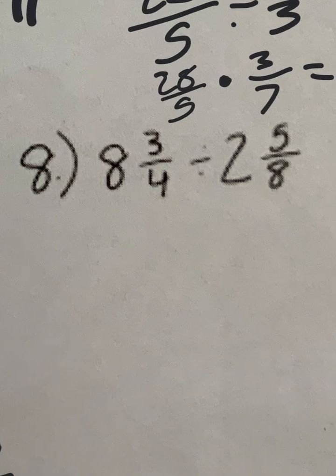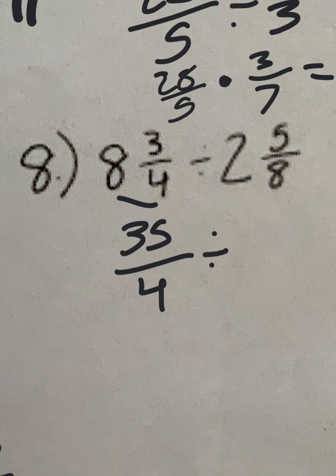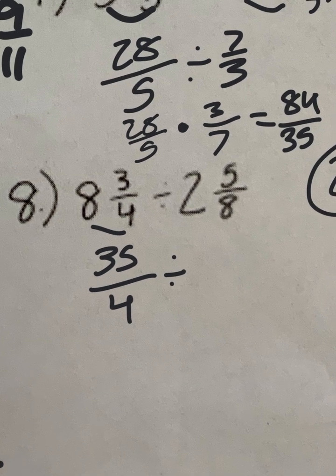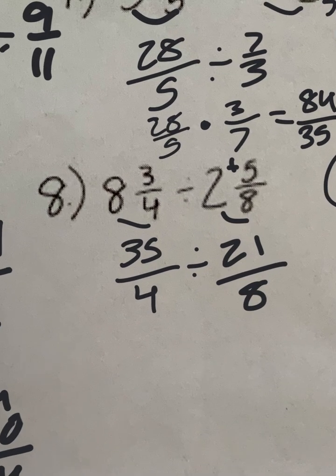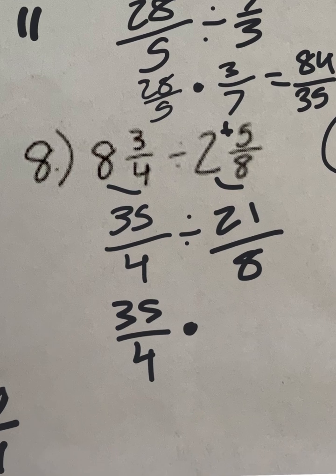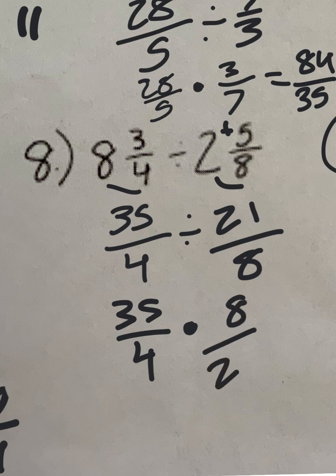So for our last problem, number 8, we have 8 and 3/4 divided by 2 and 5/8. So division problem, we're going to turn it into an improper fraction. So 8 times 4 is 32 plus 3, 35 over 4, divided by, and then 8 times 2 is 16 plus 5 is 21 over 8. So now that we have our division problem, we keep the first fraction, 35 over 4, we change our division sign to a multiplication sign, and then we flip our fraction to be 8 over 21.